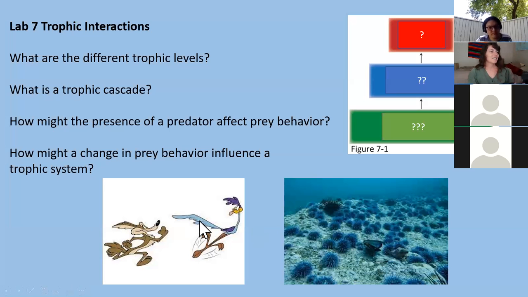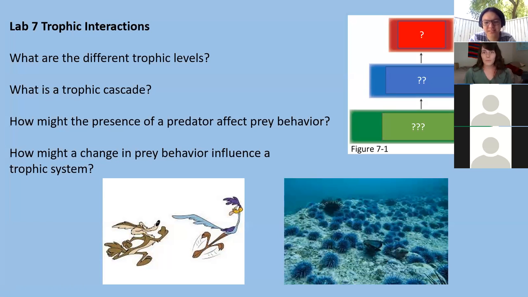So I kind of put in Roadrunner and Coyote. I don't know if any of you have actually seen these very, very old cartoons, but this is, in my mind, classic predator-prey dynamics, except that the prey is actually really smart and can always outsmart the predator. But I'd say that Roadrunner's activity and behavior is highly influenced by Coyote being there.